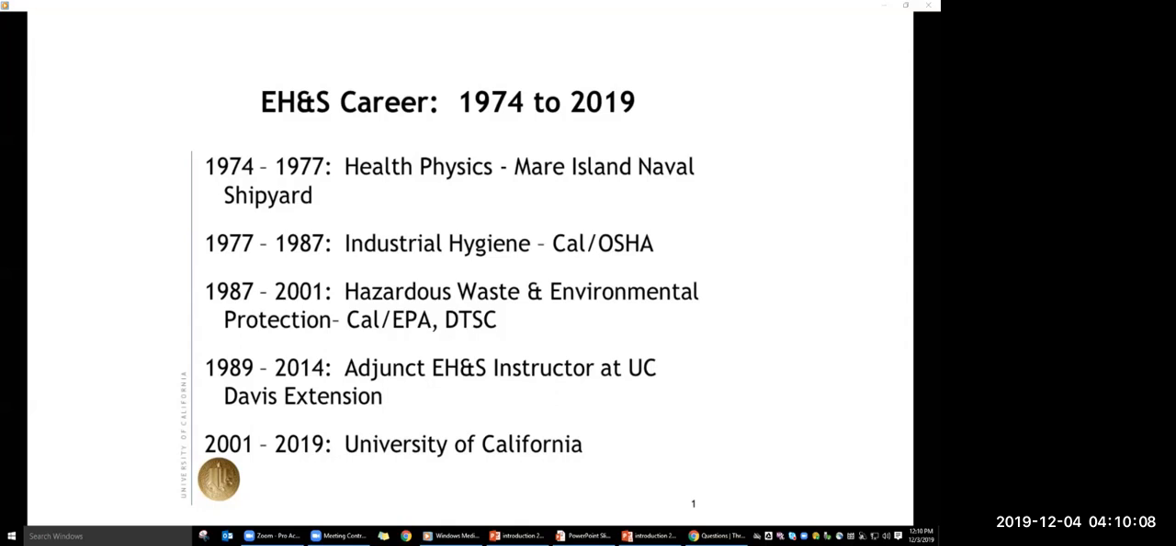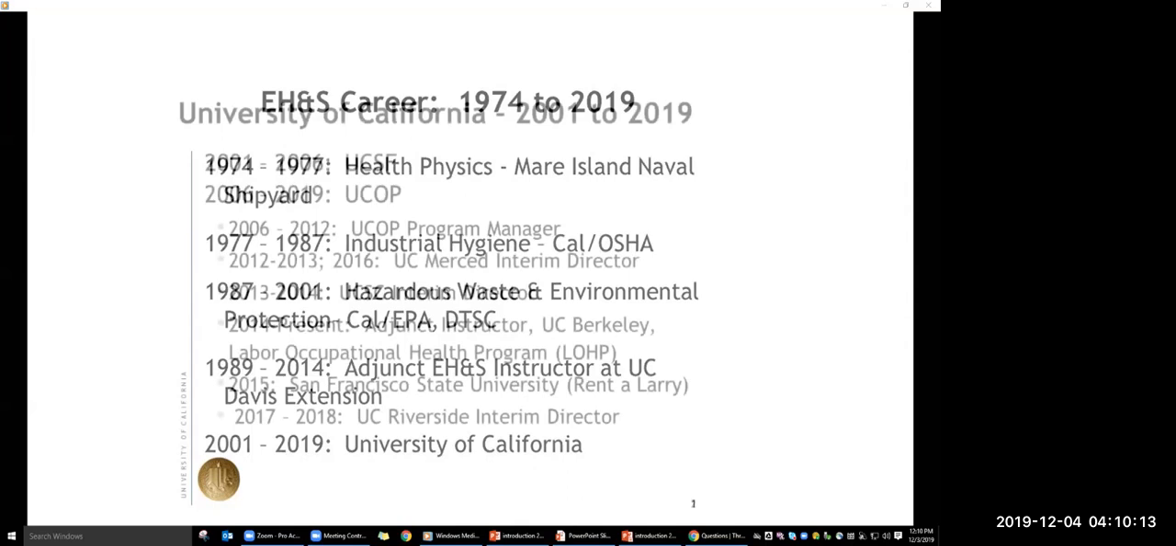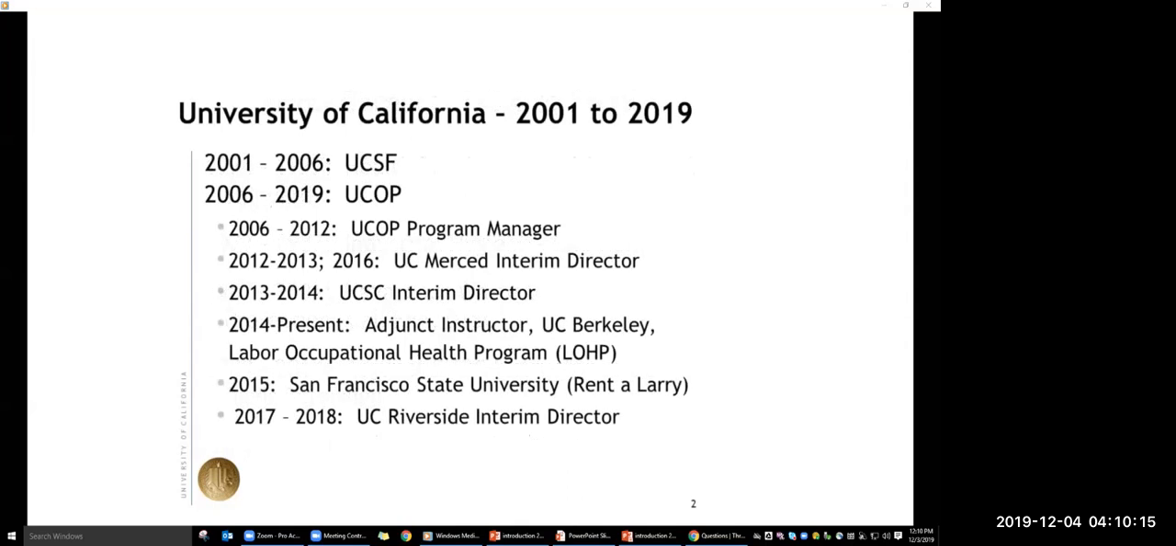In 2001, I was offered a program manager position at UC San Francisco. I spent 5 years at UCSF as a program manager overseeing the campus safety program. In 2006, I was offered the UCOP EH&S program manager position, where initially the primary focus was to develop and implement the safety program for the Office of the President. Other responsibilities were to provide support for UC system-wide projects and work groups.